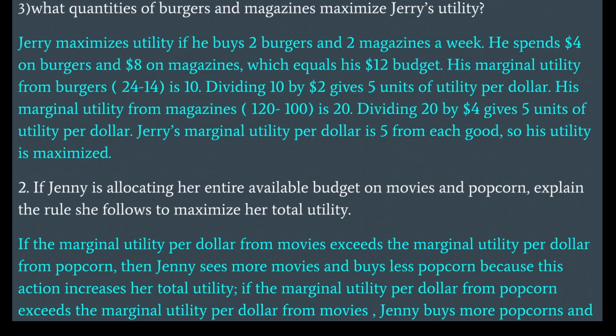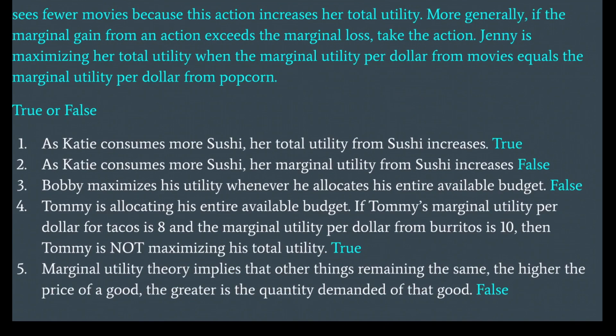If Jenny is allocating her entire available budget on movies and popcorn, explain the rule she follows to maximize her total utility. If the marginal utility per dollar from movies exceeds the marginal utility per dollar from popcorn, then Jenny sees more movies and buys less popcorn because this action increases her total utility. If the marginal utility per dollar from popcorn exceeds the marginal utility per dollar from movies, Jenny buys more popcorn and sees fewer movies because this action increases her total utility.